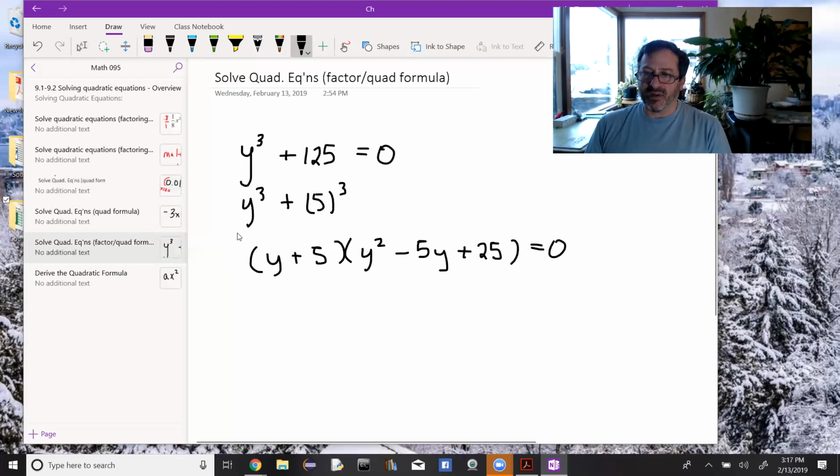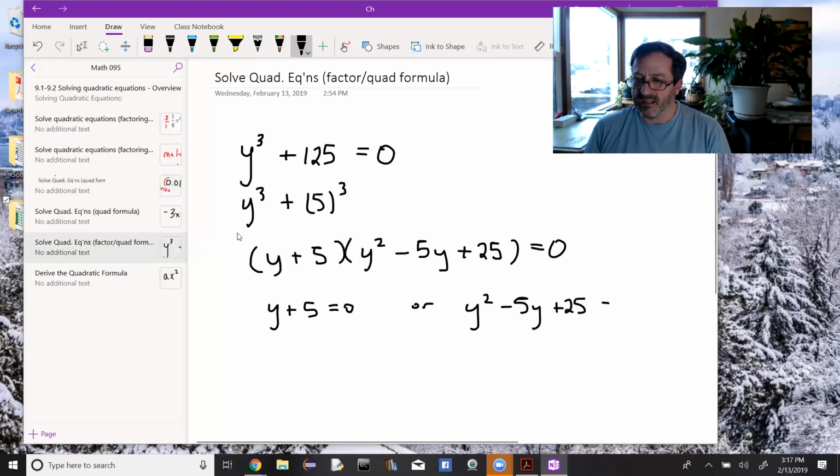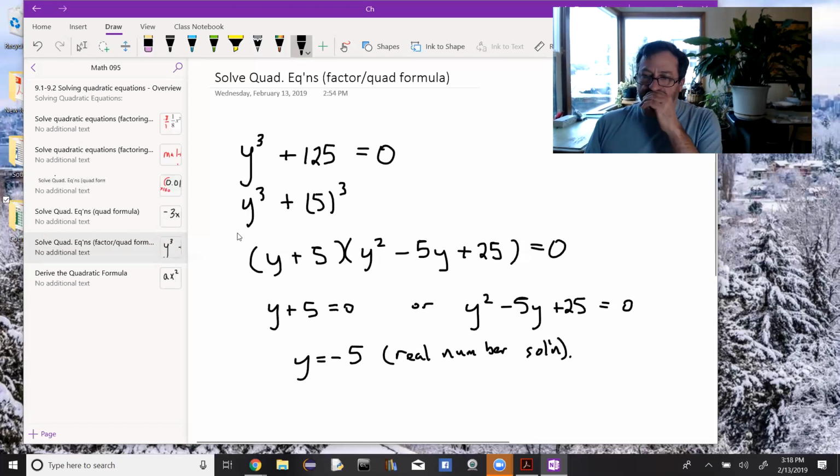So when does this product equal 0? Well, either when y plus 5 equals 0, or when y squared minus 5y plus 25 equals 0. So this guy has a solution y equals -5. This is a real number solution. And the other portion, the quadratic equation that I have there, will have imaginary solutions. So that part of the problem involves factoring.